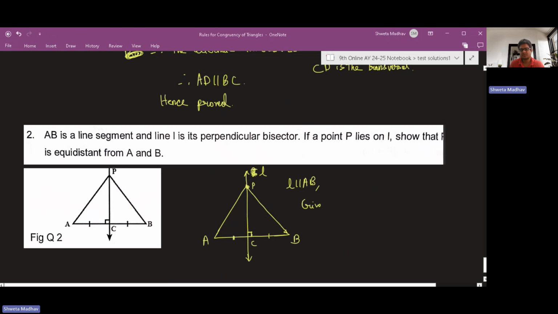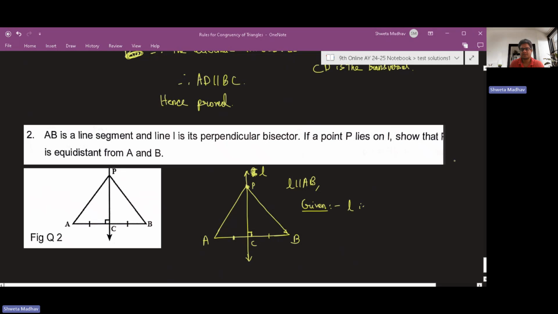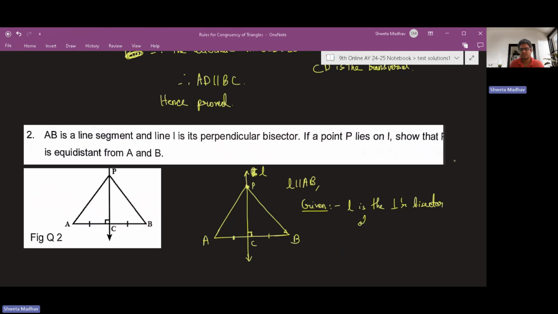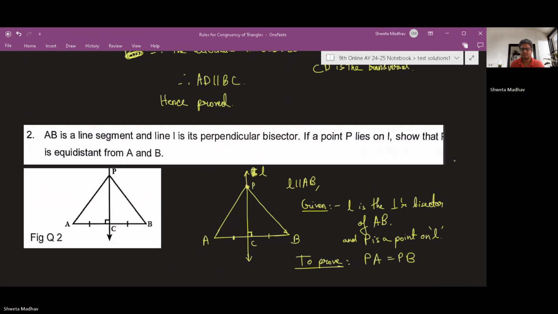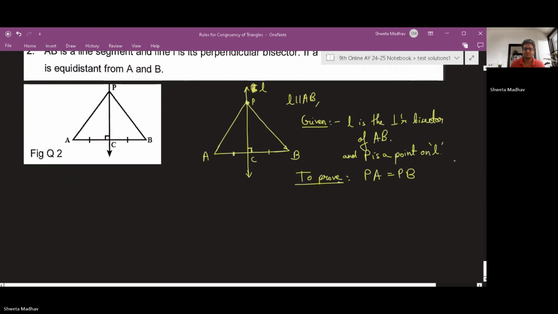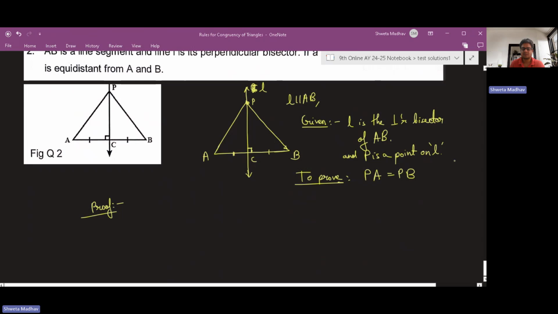So it is given that L is the perpendicular bisector of the line segment AB, and P is a point on the line L. Then we have to prove that P is equidistant from A and B, which means we have to show that PA equals PB. Now the proof is like this.